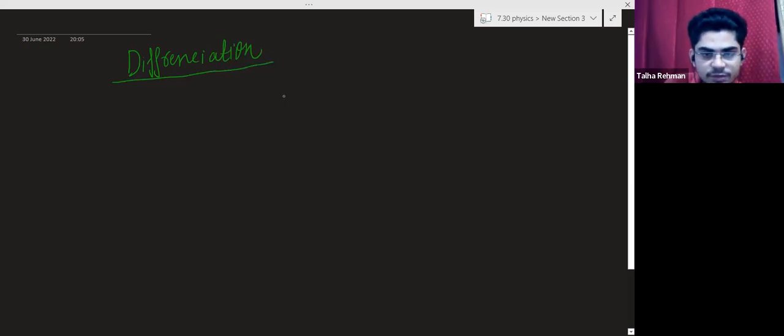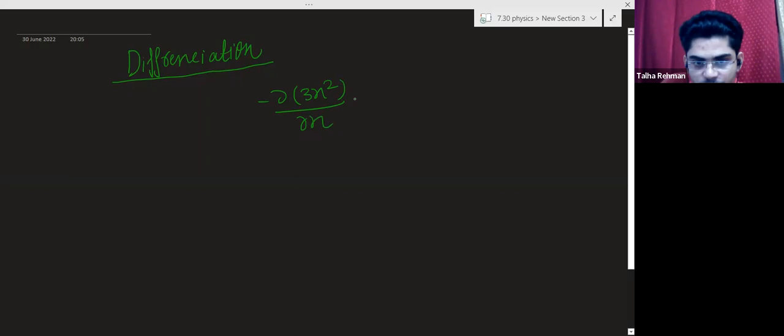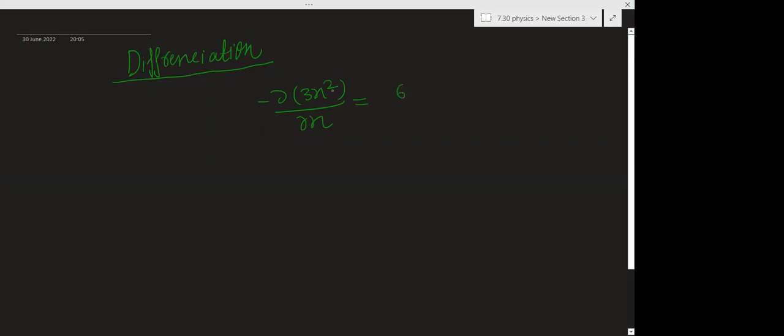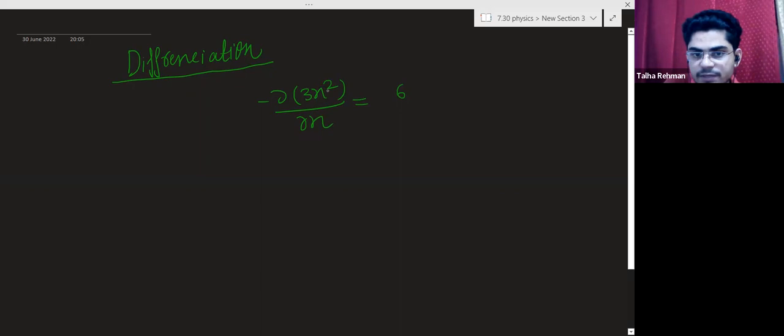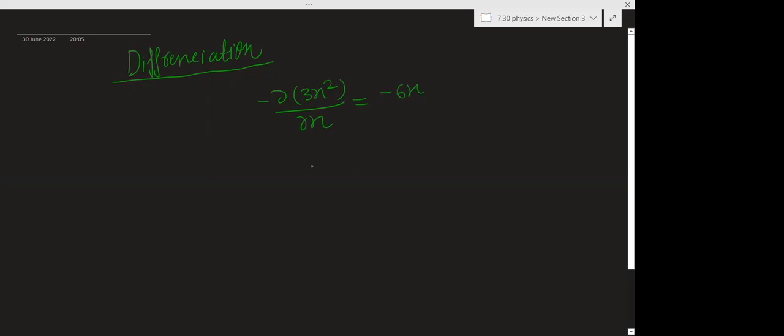Like here I was telling you, I have to differentiate minus del of 3x square, partial differentiation del x. So what we do here, we will multiply this 3 with 2, so this will be 6, and we will take this x only. We will reduce one power of x. Means if the power is 2, we will take one power, x.